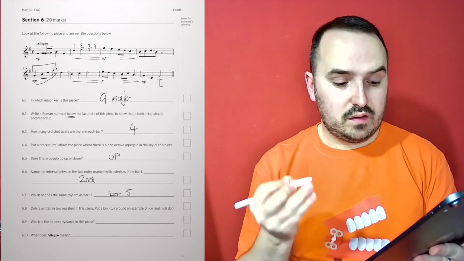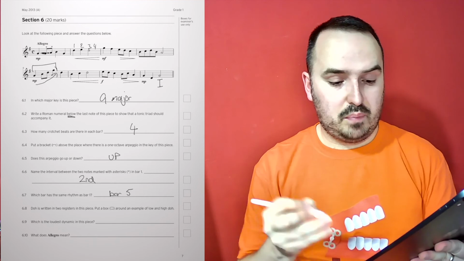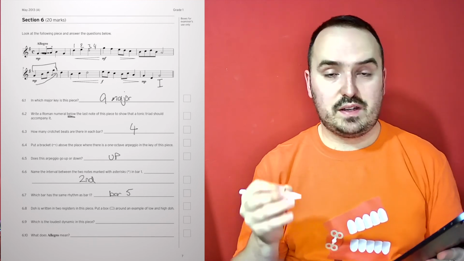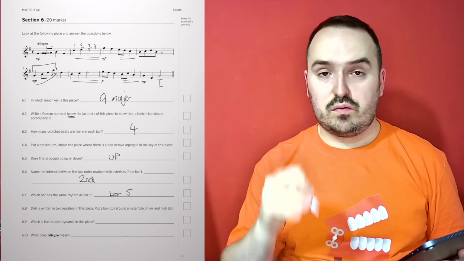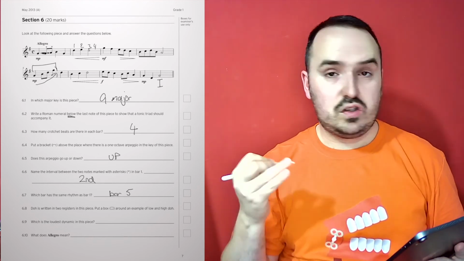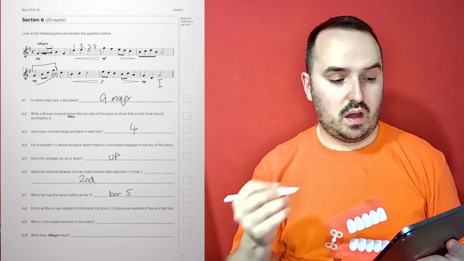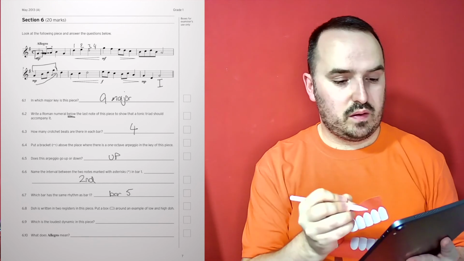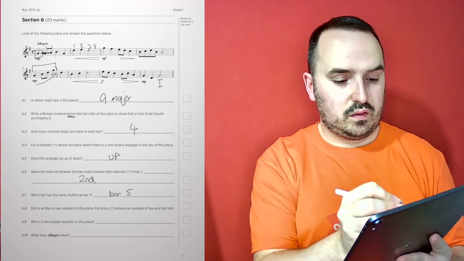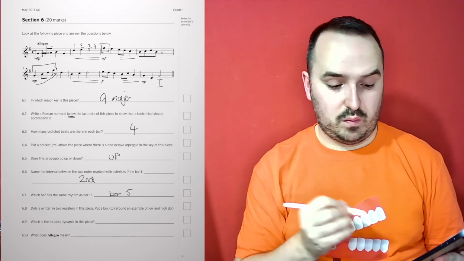Do is written in 2 registers in this piece. Put a box around an example of a low and a high do. So again, this is nice and easy. Do is another way of saying about the tonic and our root note. So we know the tonic is G, so we need to look for a low and a high G. So our very first note is a G. Let's put a box around that one and let's have a look through. We've got a G up there as well, so we'll go with that.